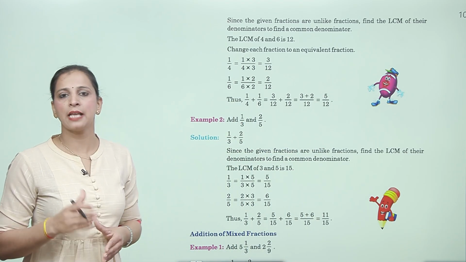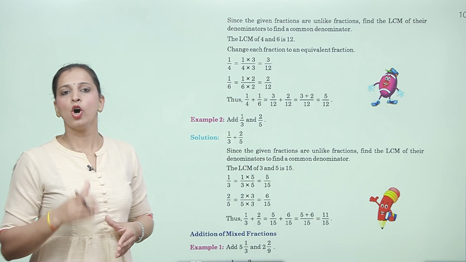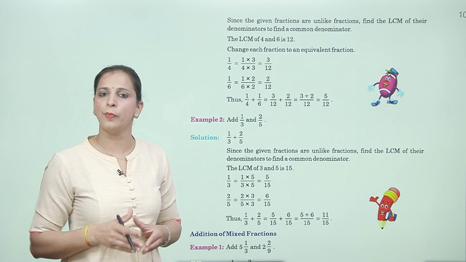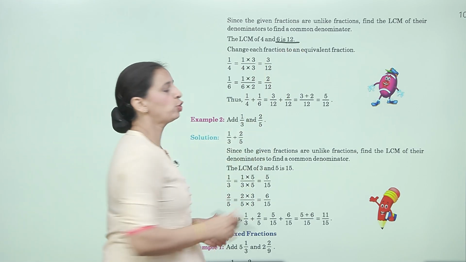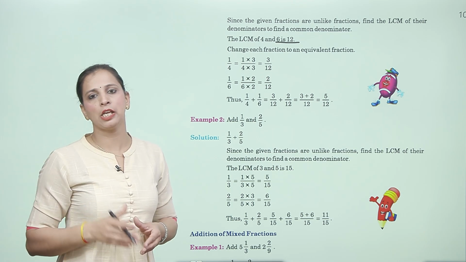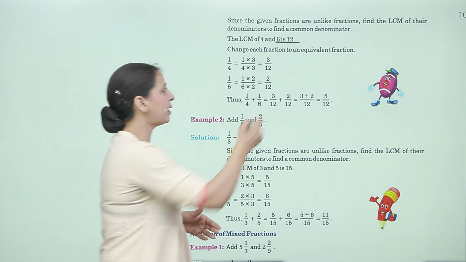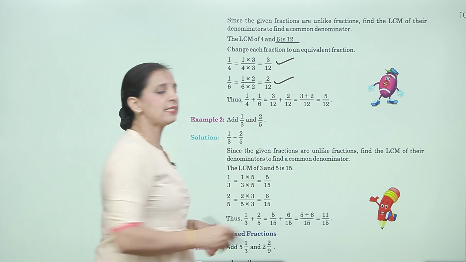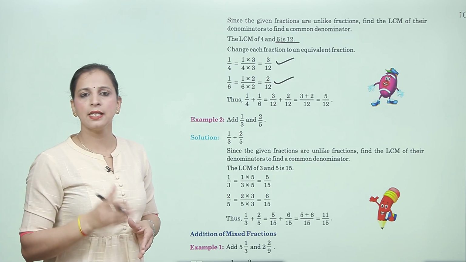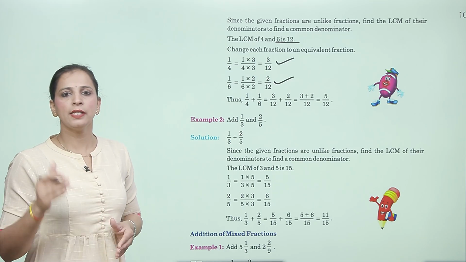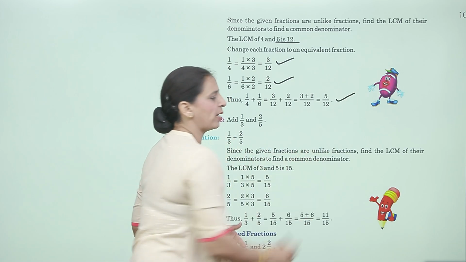Since the given fractions are unlike fractions, find the LCM of their denominators to find a common denominator. The LCM of 4 and 6 is 12. Now change each fraction to an equivalent fraction. 1 by 4 multiplied by 3 is 3 by 12. 1 by 6 multiplied by 2 is 2 by 12. Thus 1 by 4 plus 1 by 6 is 3 by 12 plus 2 by 12, which equals 3 plus 2 is equal to 5 by 12.